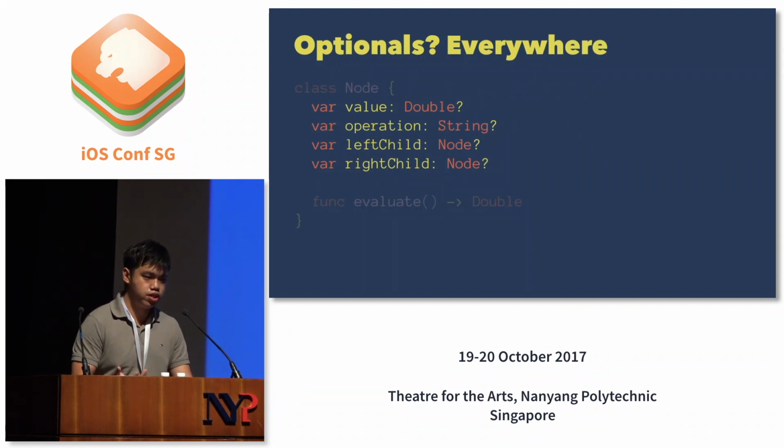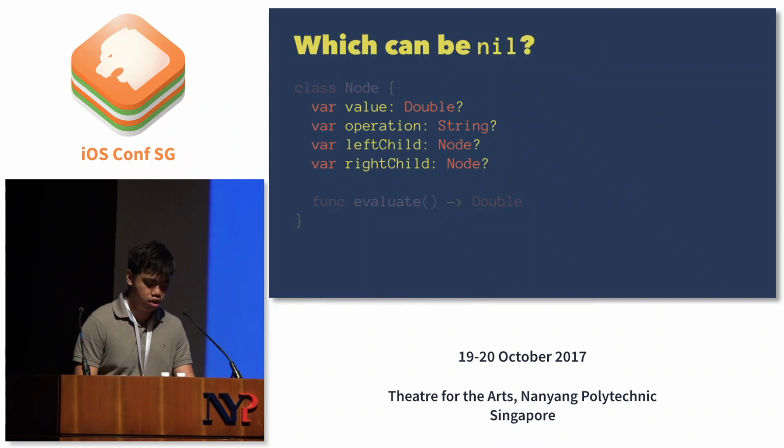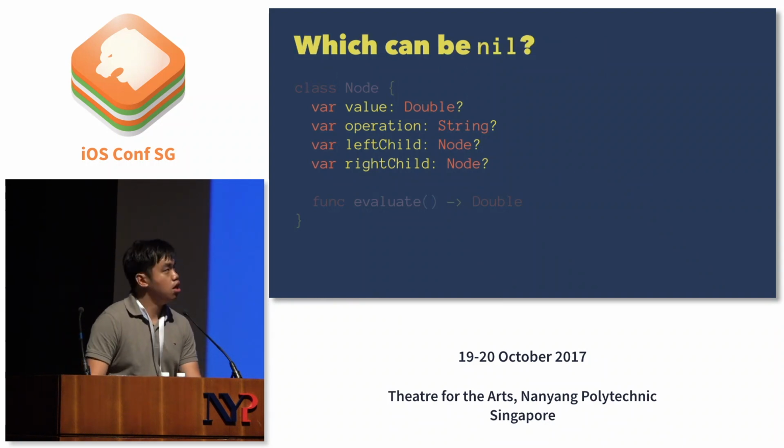If it's in a value node, we might need the first property which represents the value, and we don't need the rest of the 3 properties, and vice versa if it's an operation node. Which of them can be nil? Well, all of them can be nil, or none of them can be nil. And those are invariants that we cannot express with this data structure right now.